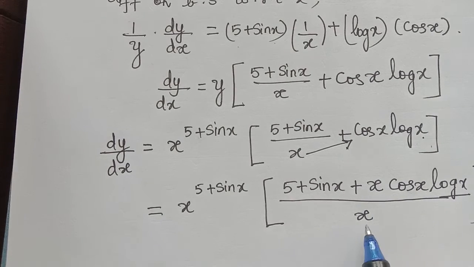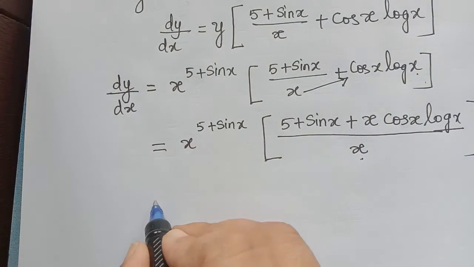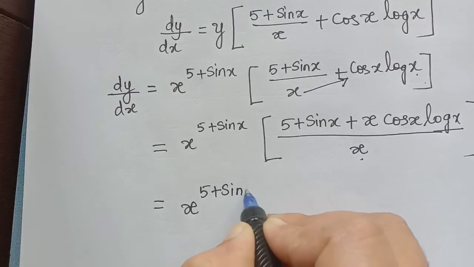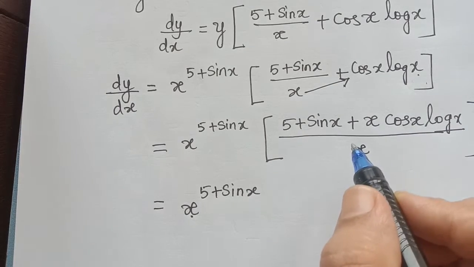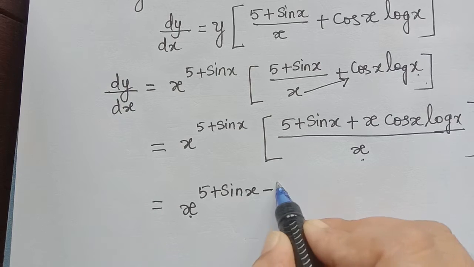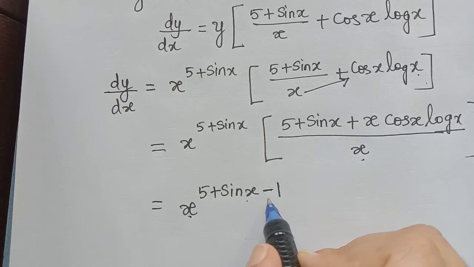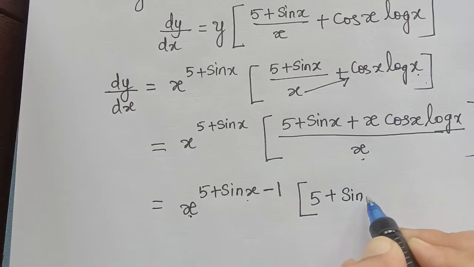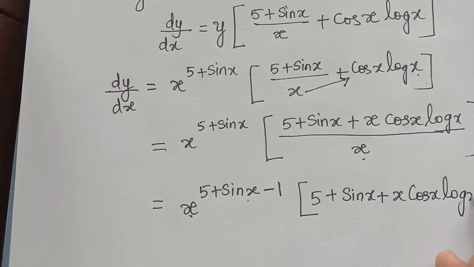Now this x in the denominator can be taken to the numerator, and it can be written with x to the power 5 plus sin x. And we have x here also. So when this x is taken to the numerator, we will have it as x to the power minus 1. And so that minus 1 we can write here, because here also we have x. We can write x to the power 5 plus sin x minus 1 multiplied with 5 plus sin x plus x cos x log x.